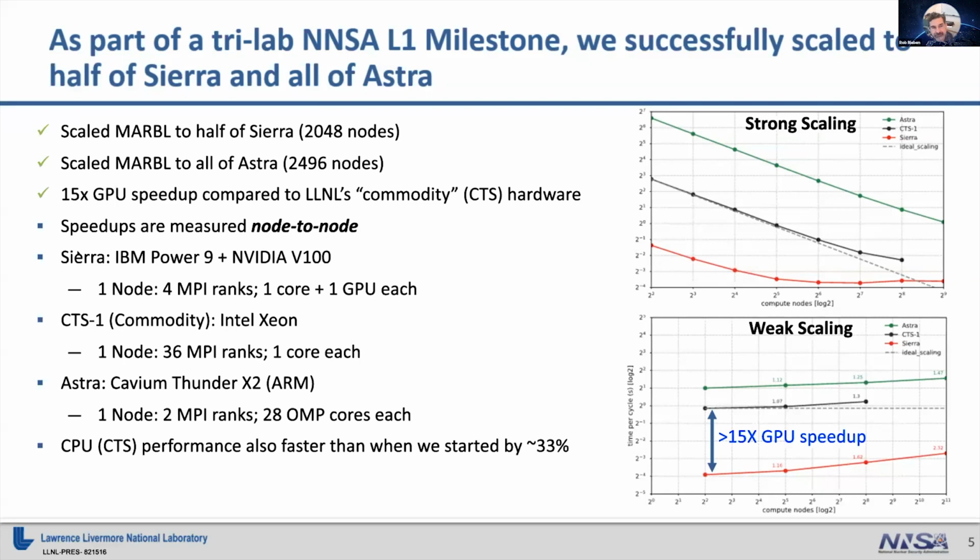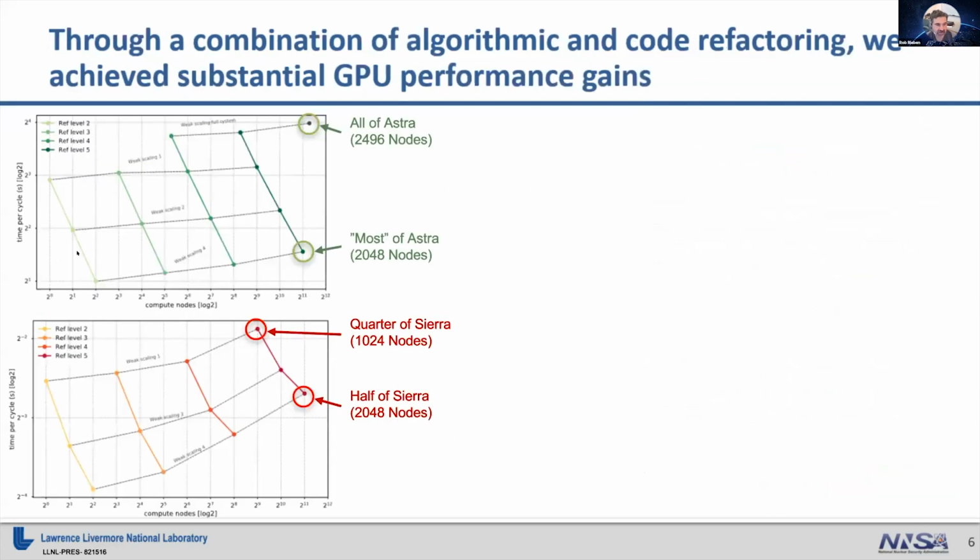Next slide. So going into a little bit of detail, here are some combination strong and weak scaling plots on the Astra machine. That's in green at the top. So you can see that we were able to scale out to all of Astra. That's approximately 2,500 nodes with 54 MPI, or sorry, in this case, OpenMP tasks per node. And in red, we've got the Sierra machine where we scaled out to half of it, utilizing approximately 8,000 GPUs. Next slide.